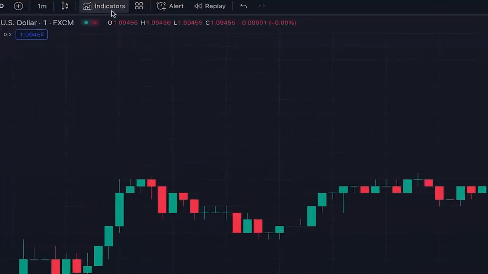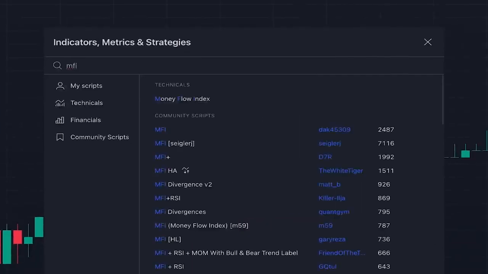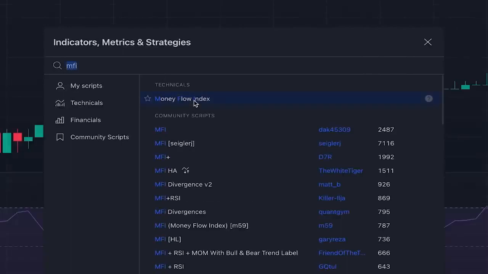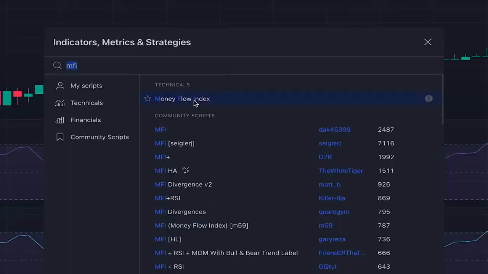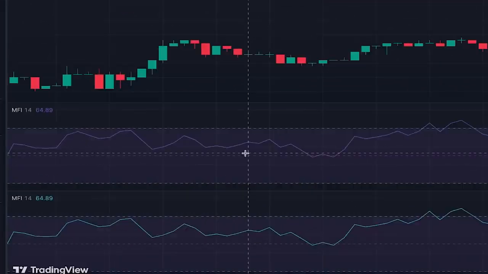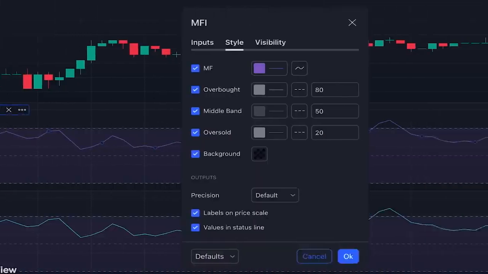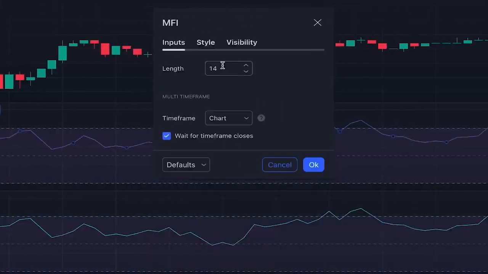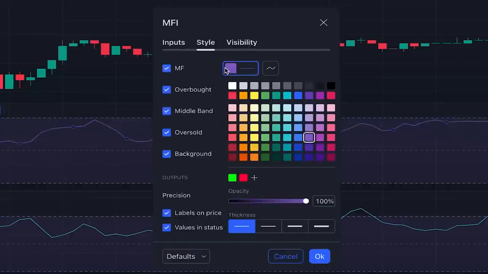Alright, now we need to add our indicators. So here we click on indicators and we search MFI, this one, money flow index, and we add 2 MFI to our chart. After adding them to our chart, we need to give them some special settings and combine them together. First, we go to the settings of the MFI in the top, and here in the inputs tab, for the length we set it at 21, and then here in the style tab we change the color to white.